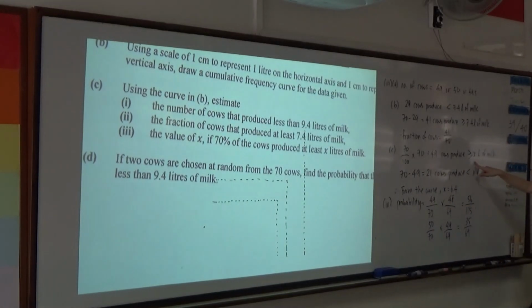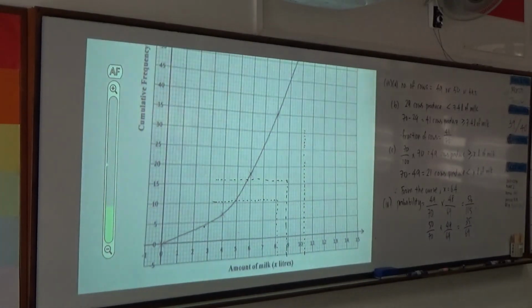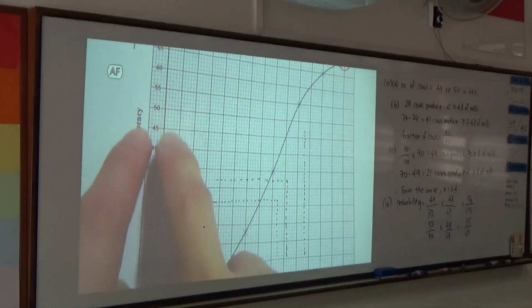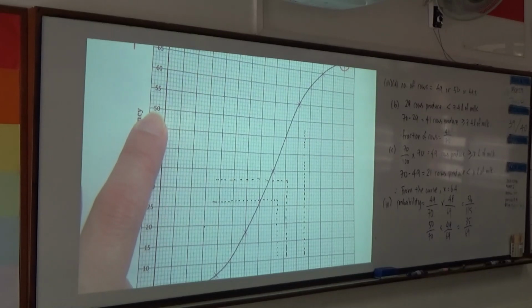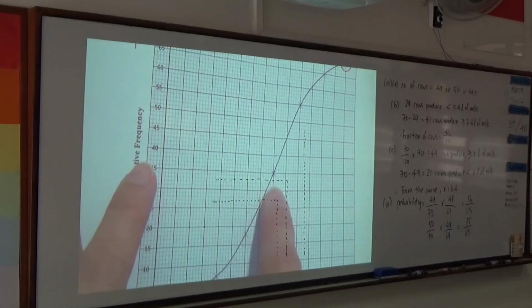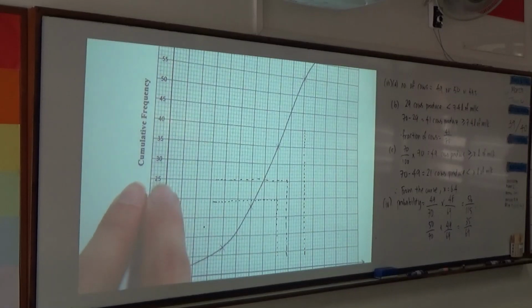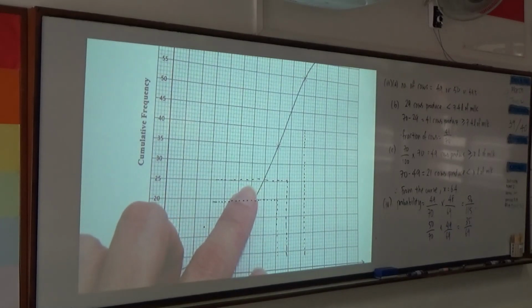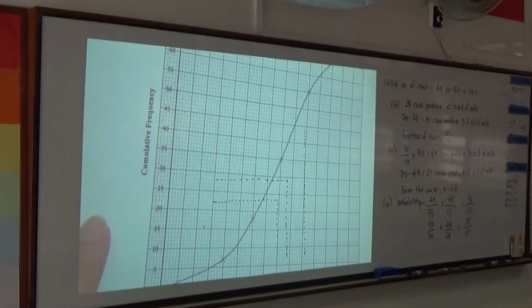But our curve is a less than curve. So if I go and find 49 over here, and read the volume here, what this 49 is actually telling me is that there are 49 cows that produce less than this amount. That's how we read the graph. For any number that I'm reading over here, for example, if I read this one, there are 25 cows that produce, in this case, about 6.8 liters. So that's how we read the data from the curve itself.